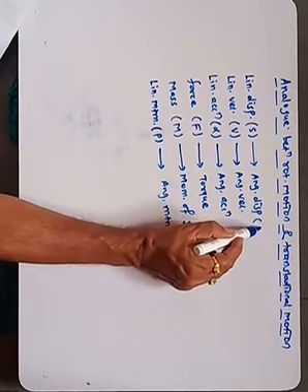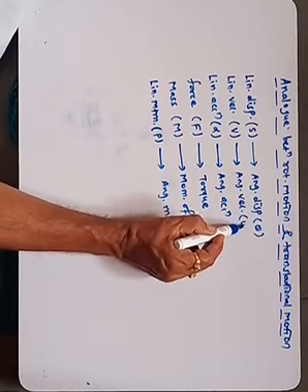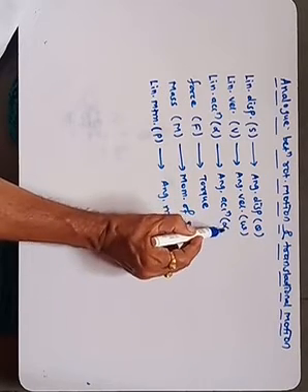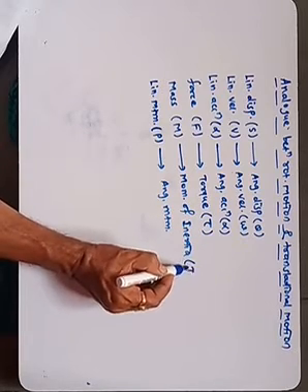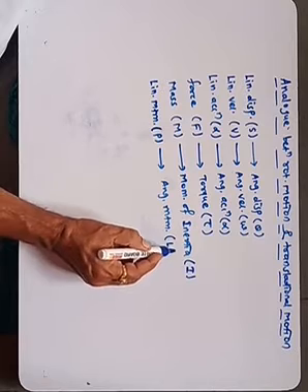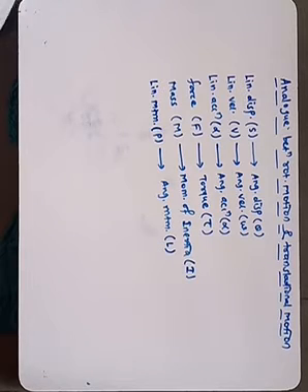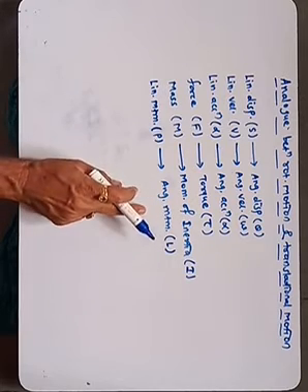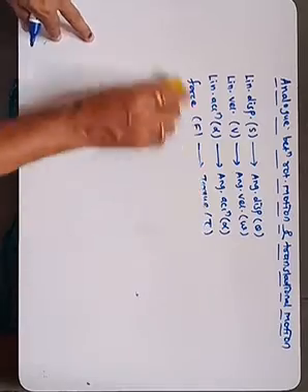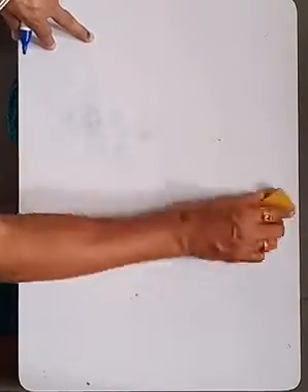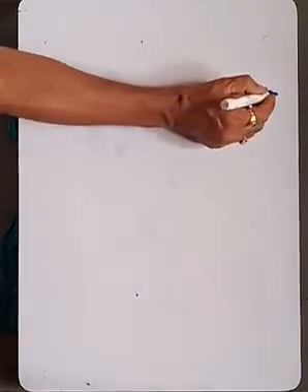Angular displacement is denoted by theta, angular velocity by omega, angular acceleration by alpha, torque by tau, moment of inertia by capital I, and angular momentum by capital L. This is the analogy between linear motion and rotational motion. This is all about the analogy. Now we will consider the next topic, that is the axis of rotation.